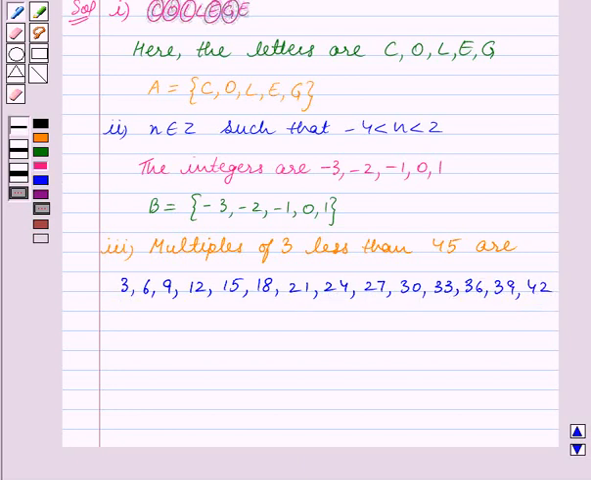We will write the given set in roster form. So in roster form, the set can be written as set C is equal to the set containing the elements 3, 6, 9, 12, 15, 18, 21, 24, 27, 30, 33, 36, 39, and 42. So this is our answer for part 3.